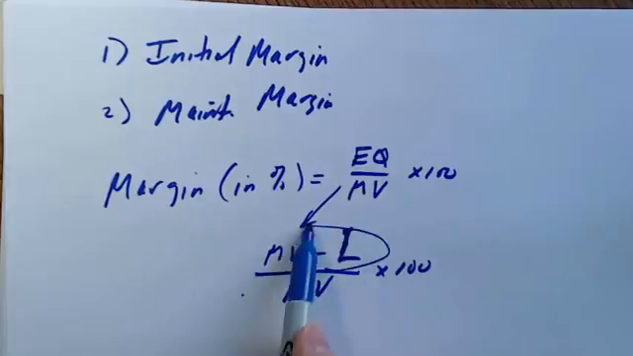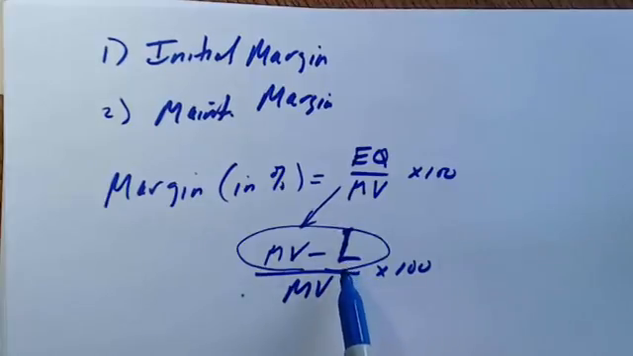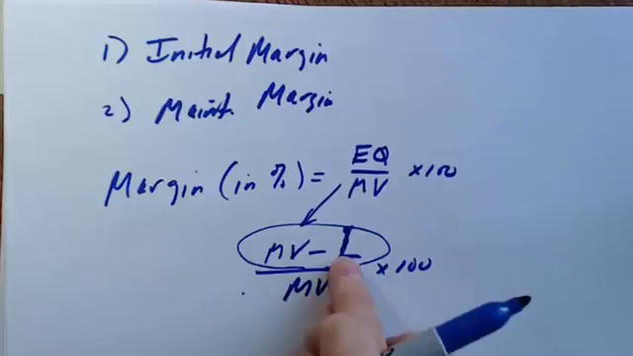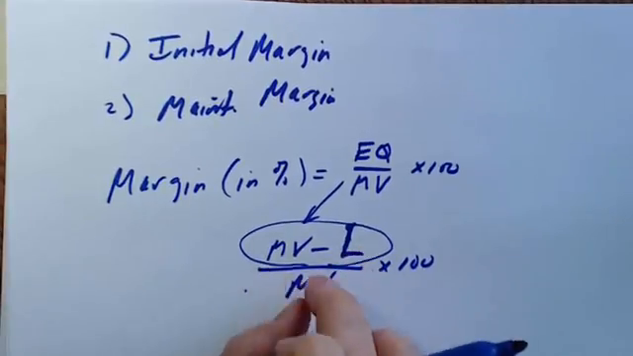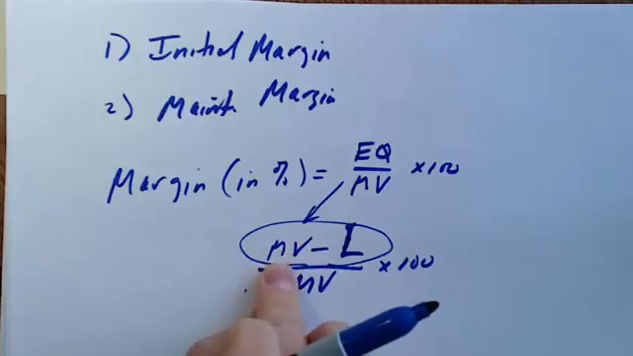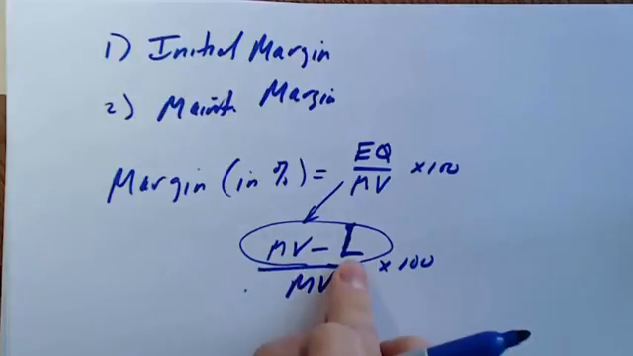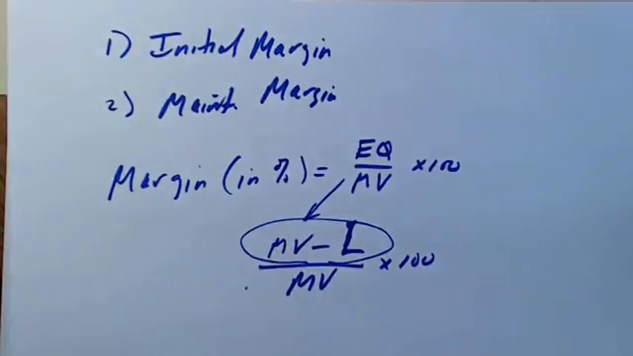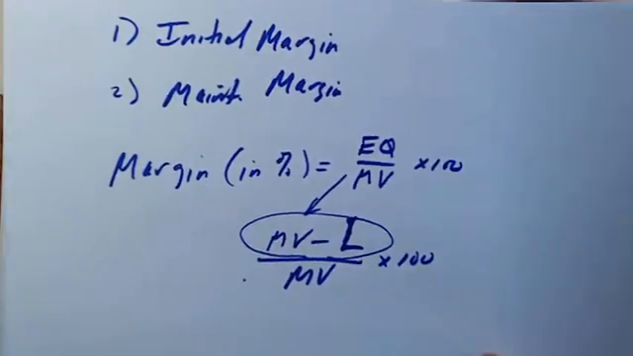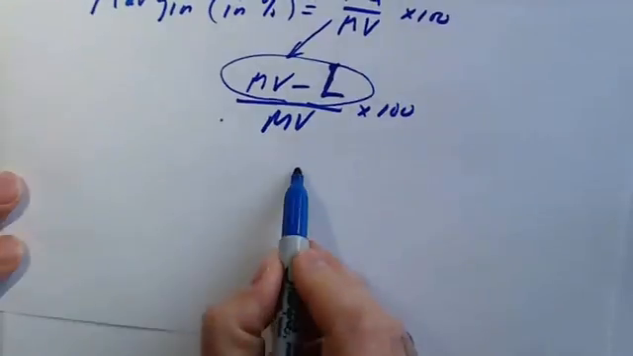And so if you notice right here, market value minus the loan, that's your equity in a dollar amount. That's your dollar amount of your equity. This is the skin in the game you put in. So you bought something with the market value of MV minus the loan that you got from your broker. That's your equity.